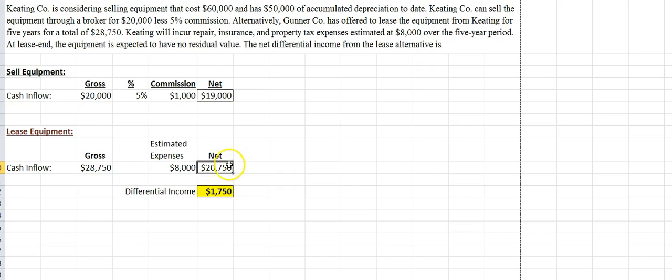So we're not using the present value concept. That's beyond the scope of this course. We're just making it very simple. We're just making a very simple comparison of one alternative versus the other. This alternative, ignoring present value of a dollar, turns out to $20,750. This alternative turns out to $19,000. So the differential income is $1,750. Okay? Let's do the next problem.